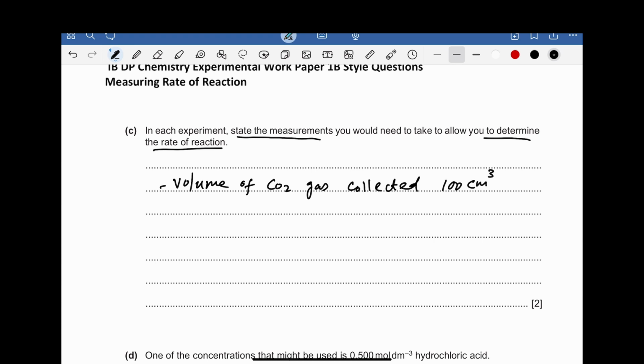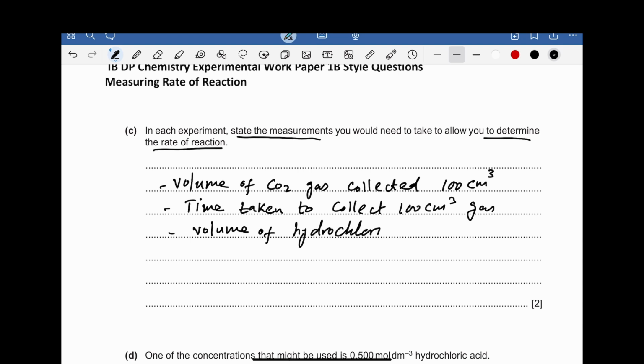We need time taken to collect 100 centimeter cube gas. We need the volume of hydrochloric acid used, and we need the concentration of hydrochloric acid.